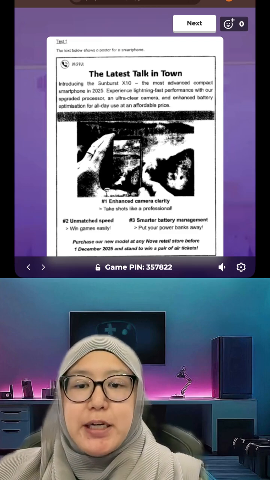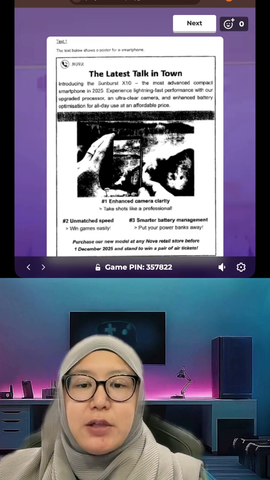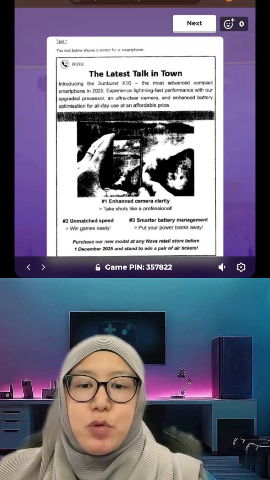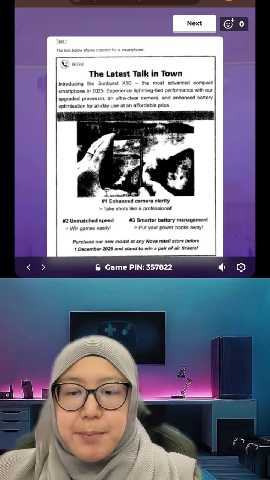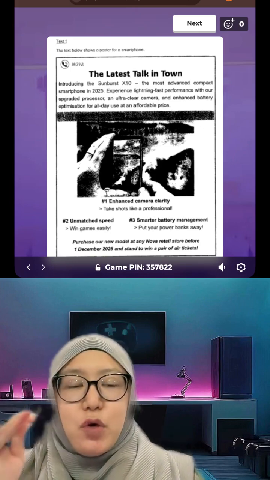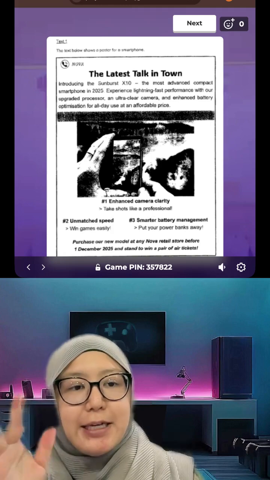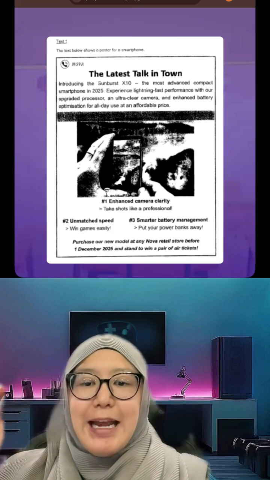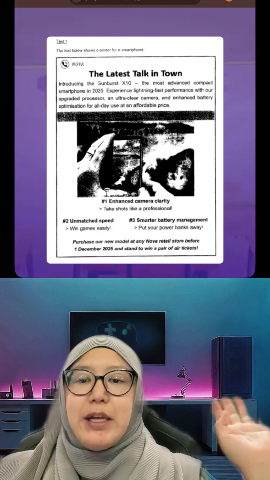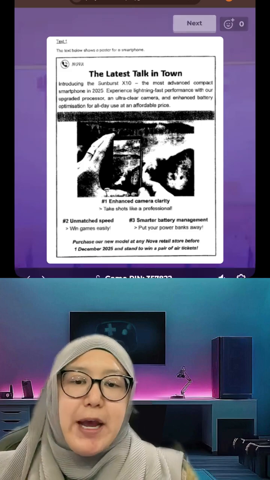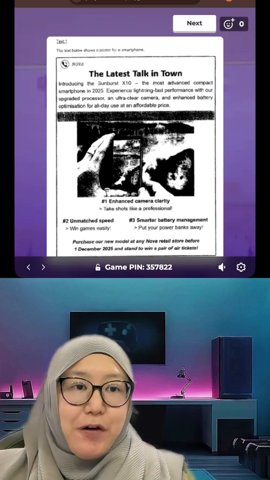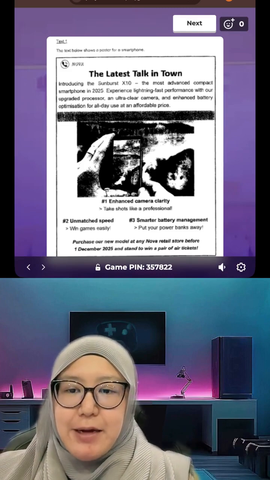Purchase our new model at any Nova retail store before 1st of December 2025 and stand to win a pair of air tickets. You see, you have to buy the new Sunburst X10 phone at any Nova retail store. Okay, it's not going to be online. And stand a chance to win a pair of these tickets.